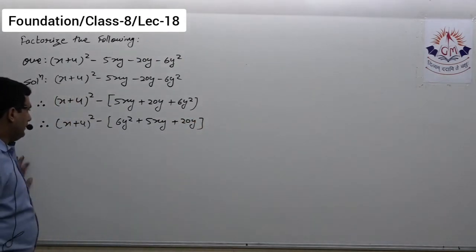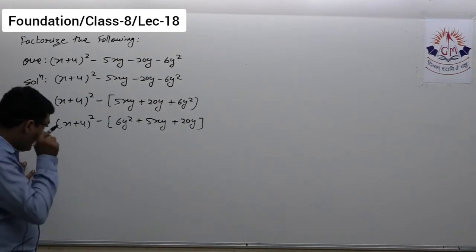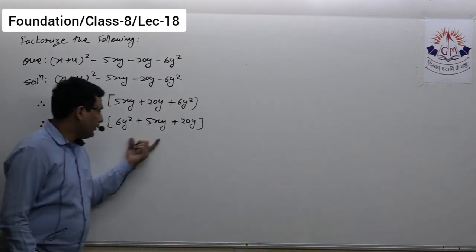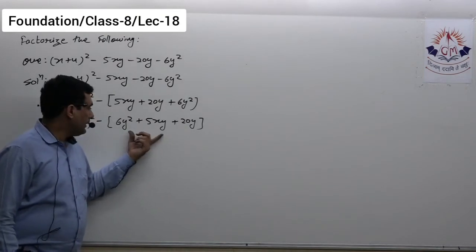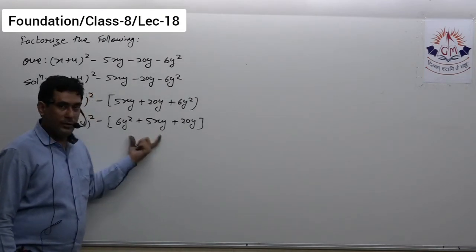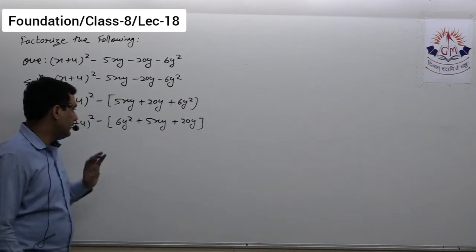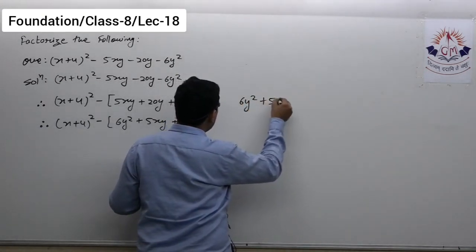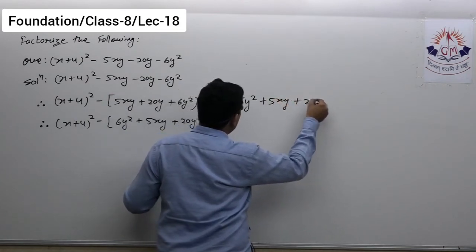Okay, so now it looks like a quadratic, but obviously it's a quadratic. So we'll try to find the factors of this expression by splitting the middle term. So let me try over here: 6y square plus 5xy plus 20y.